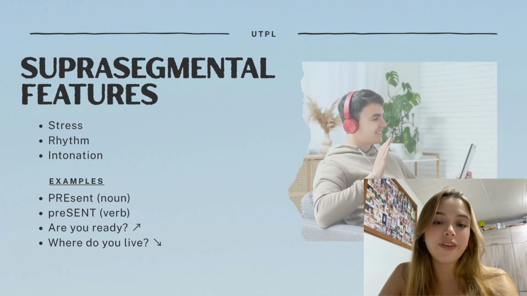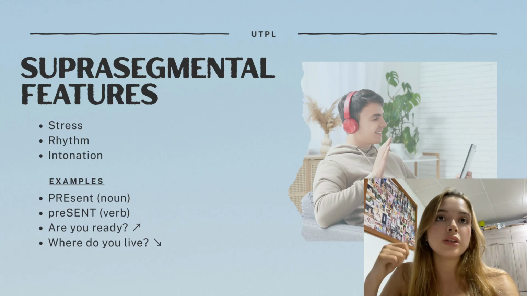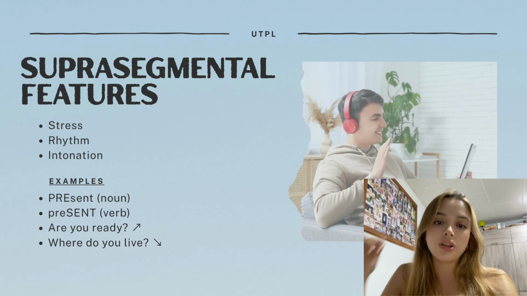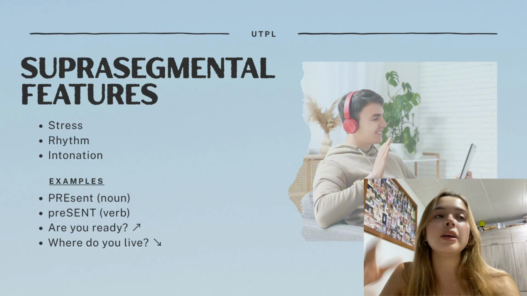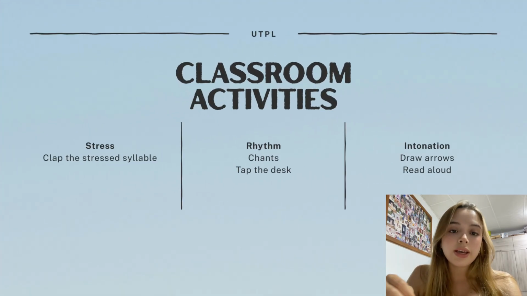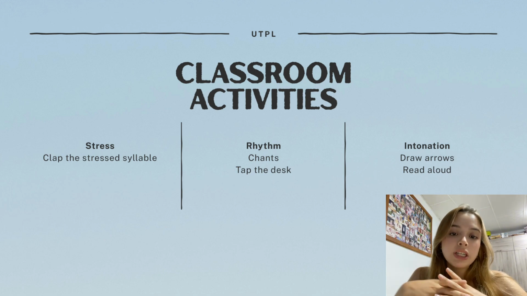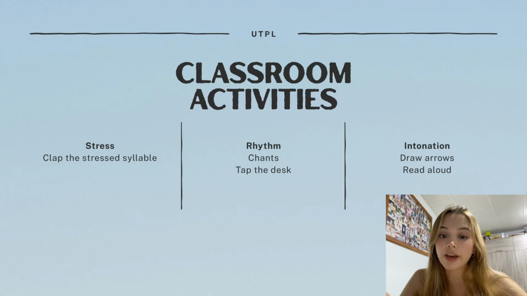Now let's talk about the suprasegmental features. This includes stress, rhythm, and intonation. They are very important because they help English sound more natural. The first one is stress. Stress means that one syllable is stronger than others, sometimes changing the meaning of a word. For example, present is a gift and present means to introduce something.